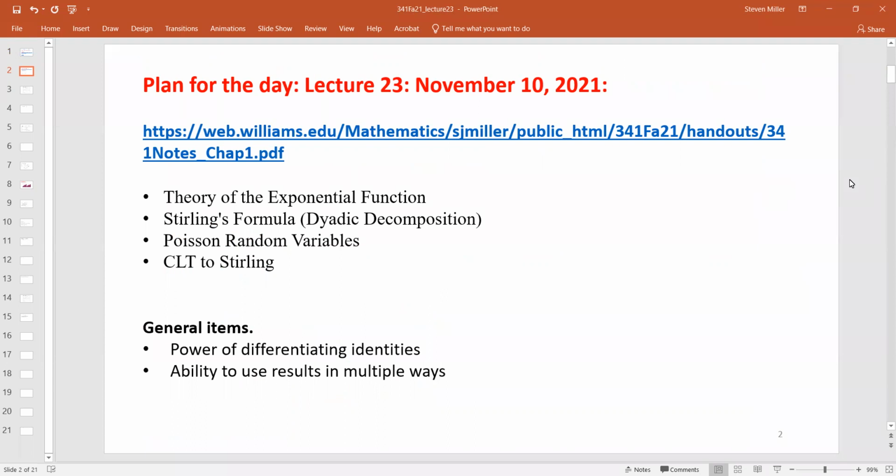We'll then talk about Stirling's formula, and we'll talk about how to get results towards Stirling's formula. So Stirling's formula is estimating the size of n factorial, one of the most important objects you will see in probability and statistics. And you need to get a sense of how quickly this is growing. We will then talk about Poisson random variables, which is going to be a wonderful class of random variables. It's going to be another example of a stable distribution.